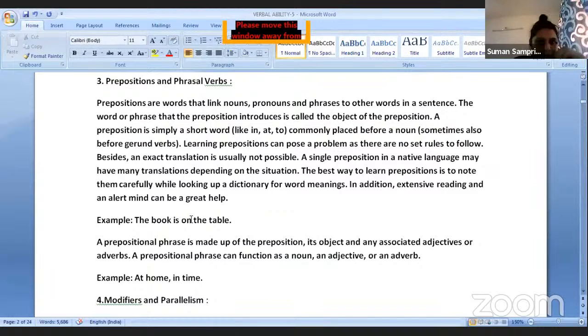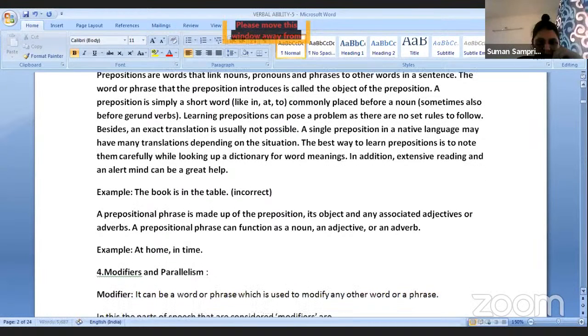The book is on the table. Suppose if I write the book is in the table, it will be a preposition related error. Okay, and a prepositional phrase or a phrasal verb is made of more than one word, so it will be an incorrect statement. Okay, so we need to correct it. We will write the book is on the table, and the rules related to where to use on, where to use in, we will be dealing with that later.